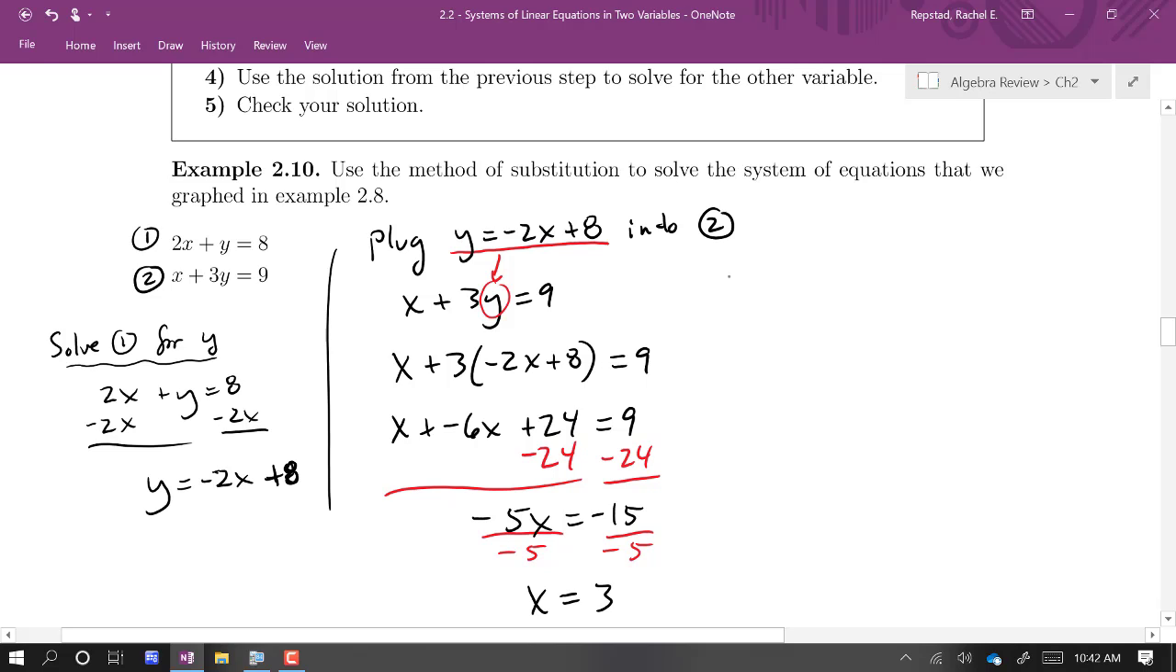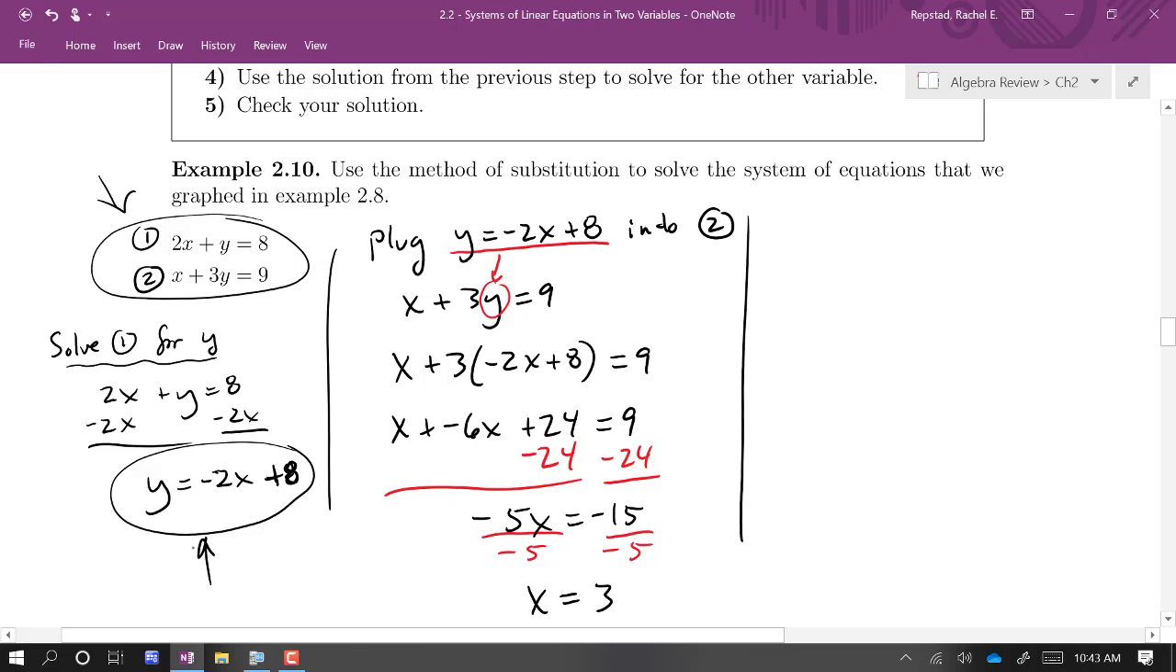Now that I know the value of x, there's my x coordinate, I'm going to find y. I could find y using either of the two original equations up here, or I could use my first step, where I already solved for y in terms of x. So I think I'm going to use that to find y.